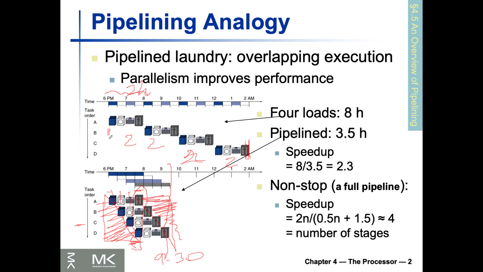So 4 loads in sequential mode, 8 hours. In pipeline mode, 3 hours and a half. So the speed up would be this divided by 3.5. So above 2 and 2.3x, like times, you're having speed up, right?